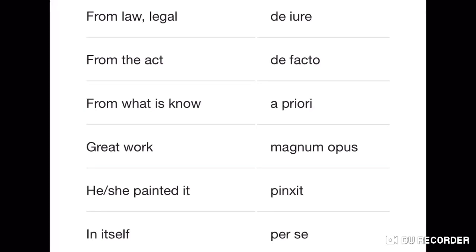From the act or by an act or fact, de facto. From what is known a priori, or from what I personally experience, a posteriori. I think that's what it is. This is by my facts, my truth, whatever. Great work, magnum opus. He or she paints it in itself, per se.